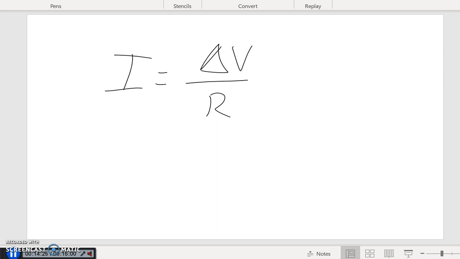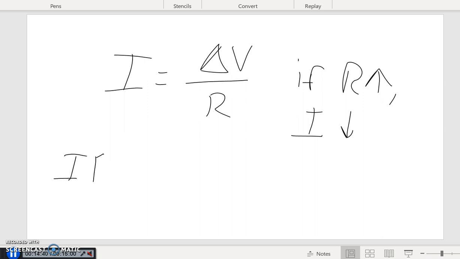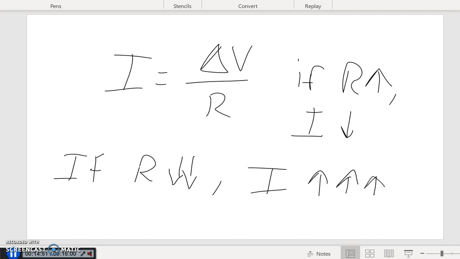Now again, since they're inversely proportional, if R is big, then I is really small. But on the other hand, if R is really small, then I gets really big. I goes up a large amount. And so what that means is my current will approach an infinite value, and that will set things on fire.